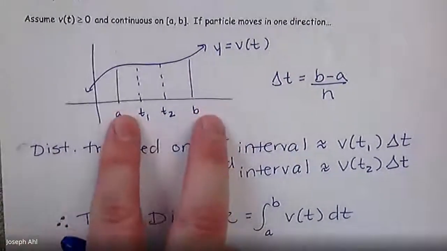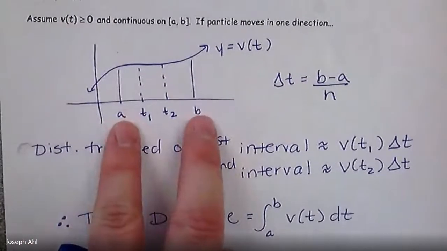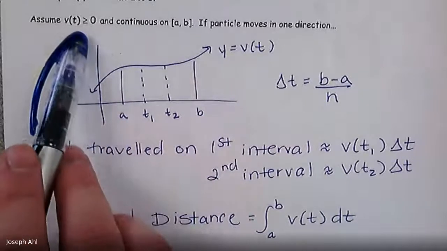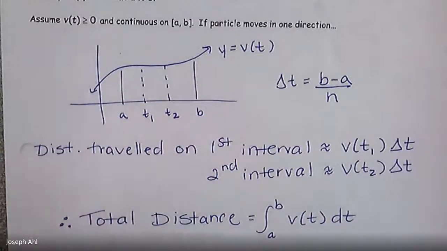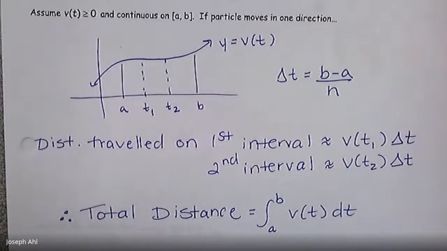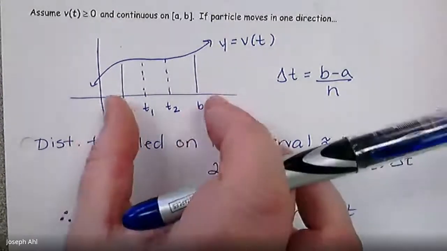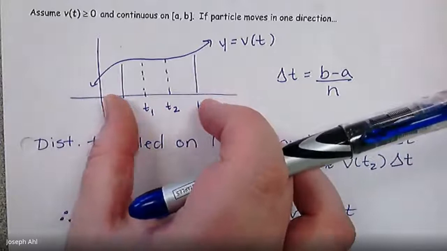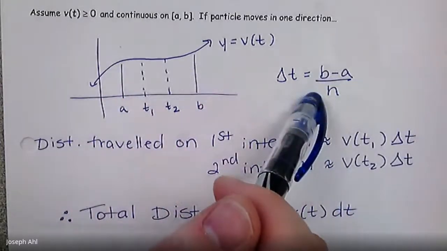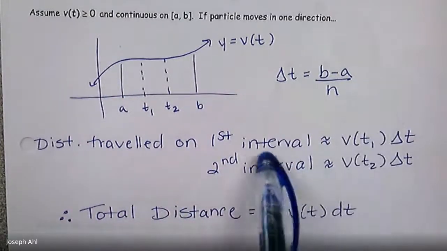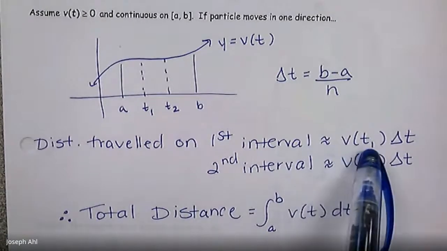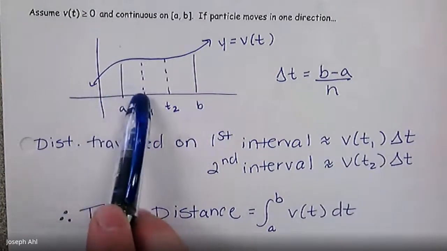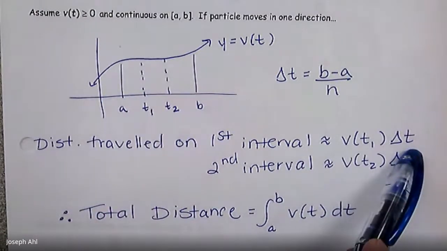So if we want to find the total distance traveled from A to B, we're first going to start by assuming that we have our condition where the velocity is positive. And that makes life a little bit easier anyway. This way, when I break this interval up into n subintervals, the distance traveled would be the velocity at time t sub 1 times the delta t there.